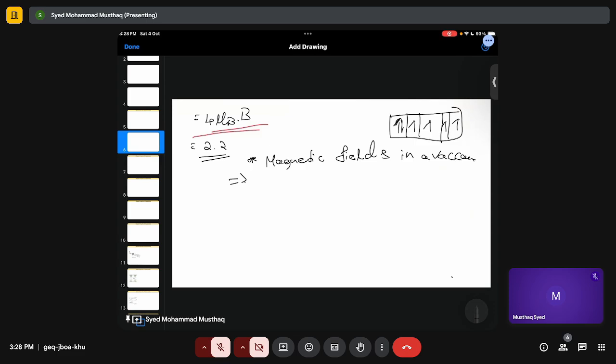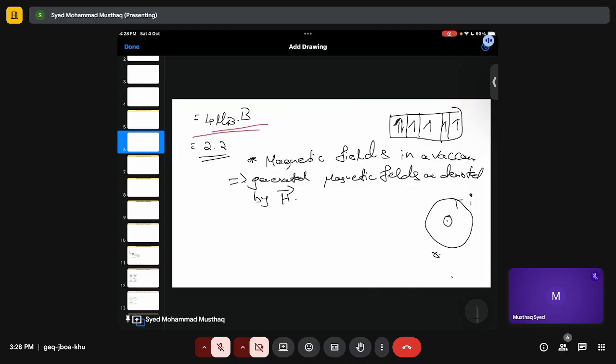So generated magnetic fields are denoted by H. Right, for example, if you have a current carrying loop, then the magnetic field generated by it will be, let's say this is the dot position, right, upwards.